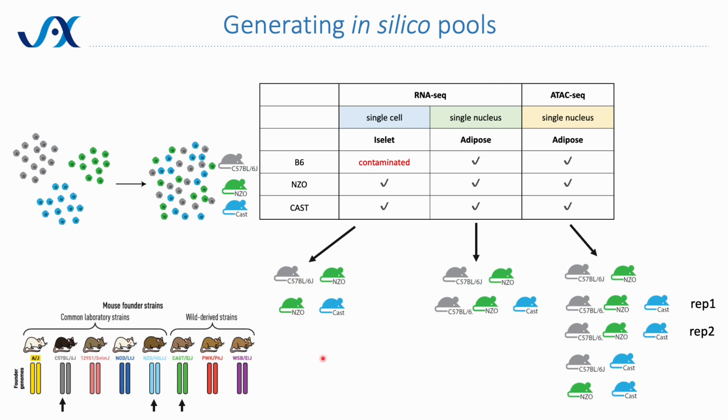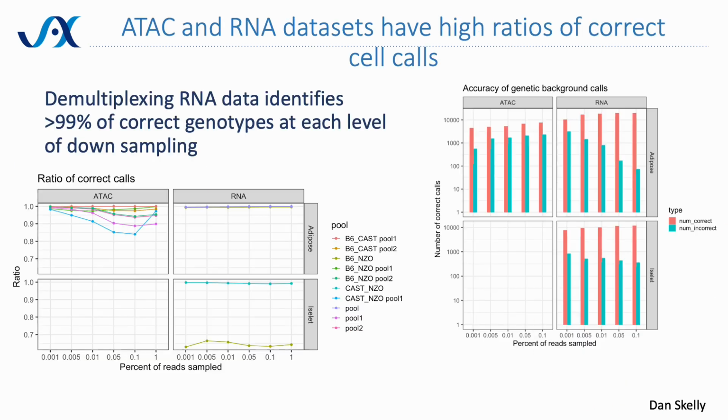We generated several pools of strain mixes. From isolate we are using 2 pools. We're not mixing B6 with CAST because it was already contaminated with CAST. For adipose we're also using 2 mixes of 2 and 3 strains, and for ATAC we're using 5 mixes.